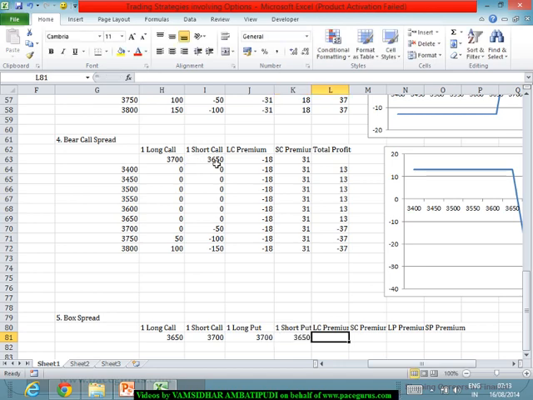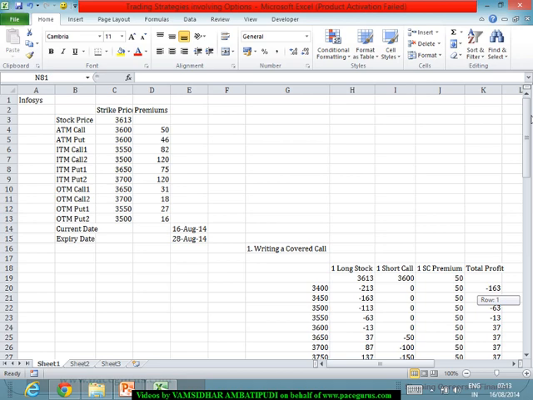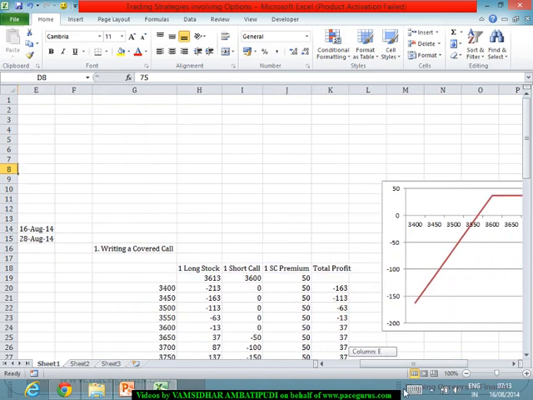So premium wise, in case of one long call, the 3,650 call is available for 31 bucks, and because I'm doing a long call, it's a cash outflow. And the 3,700 call shorted, getting a premium of 18. Similarly, the long puts, I will look at the same 3,650 and 3,700. These two puts are costing 75 and 120.